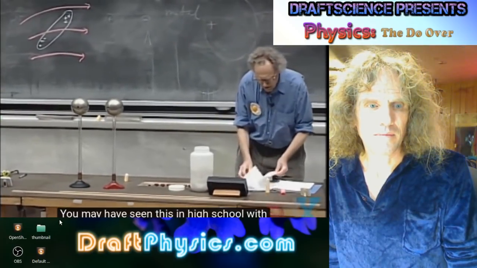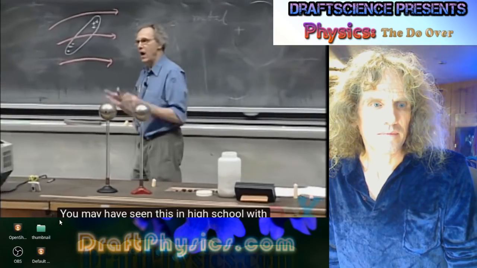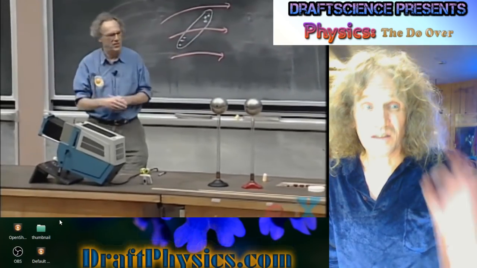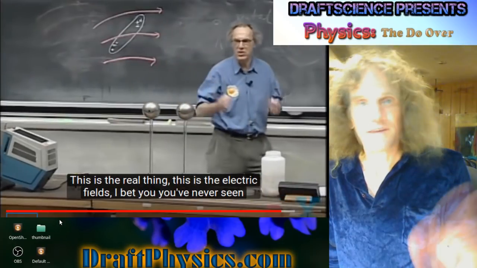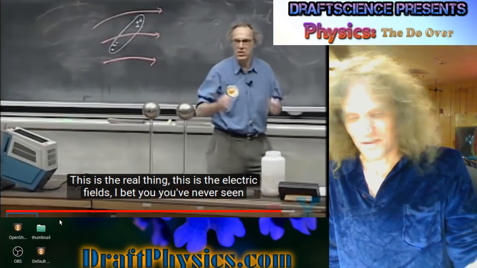You may have seen this in high school with magnetic fields, with iron filings. That's kid stuff. That's the easiest thing to do. This is the real thing. This is the electric field. I bet you've never seen... Yes, there's no electric field. I'm sorry. It's just a magnetic field.